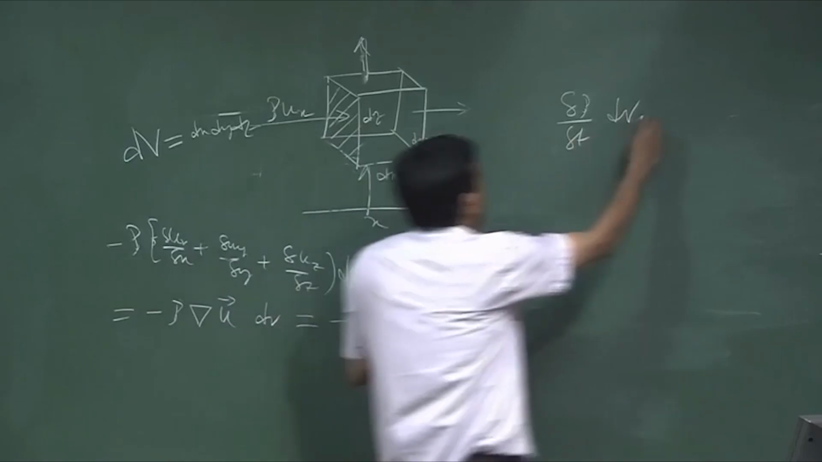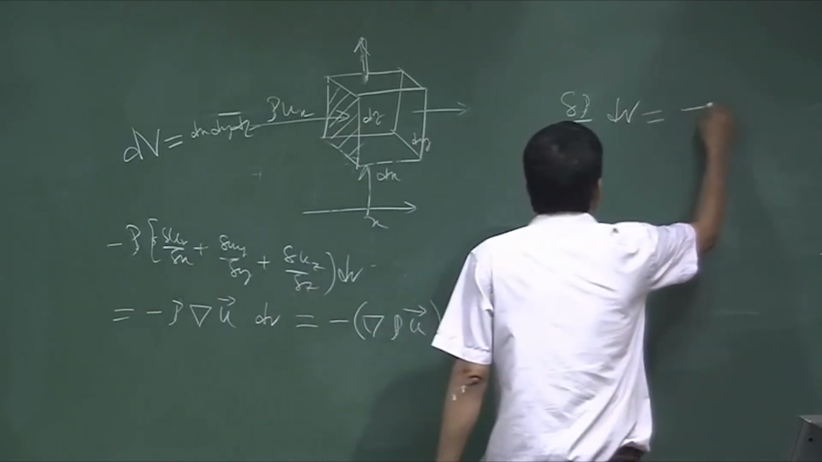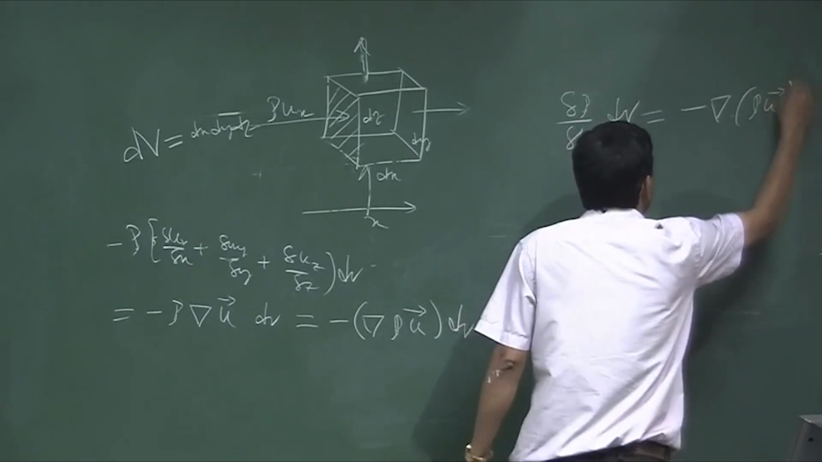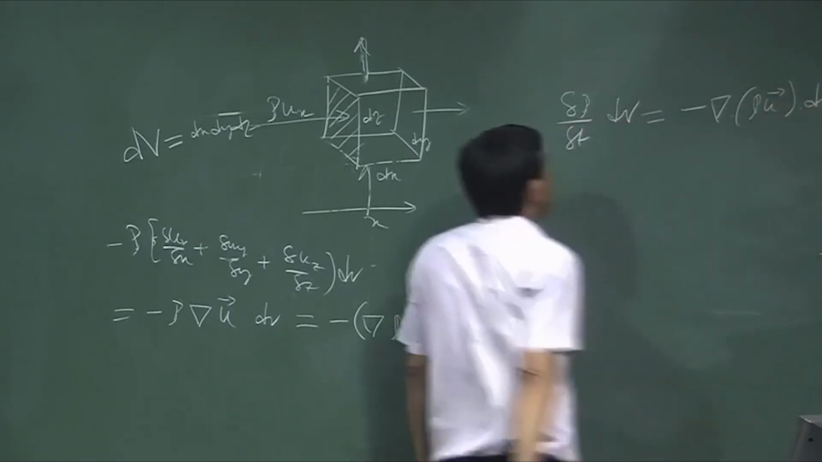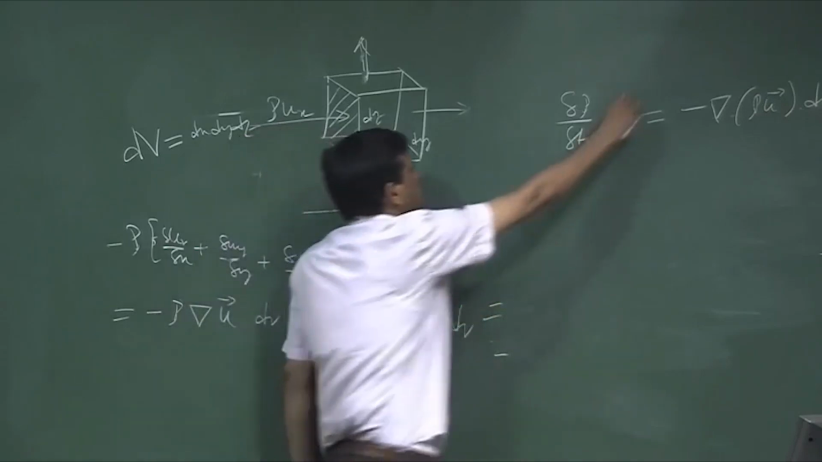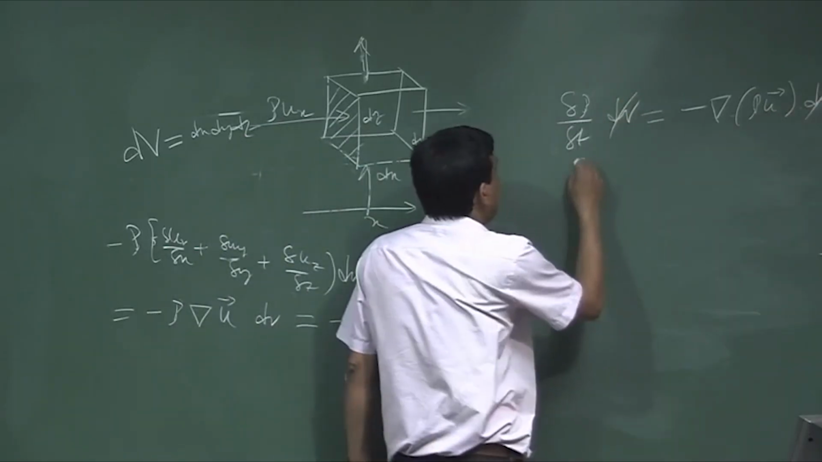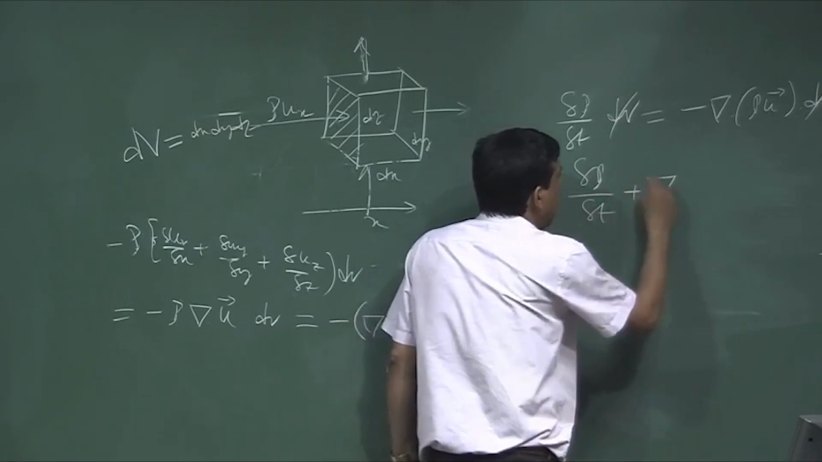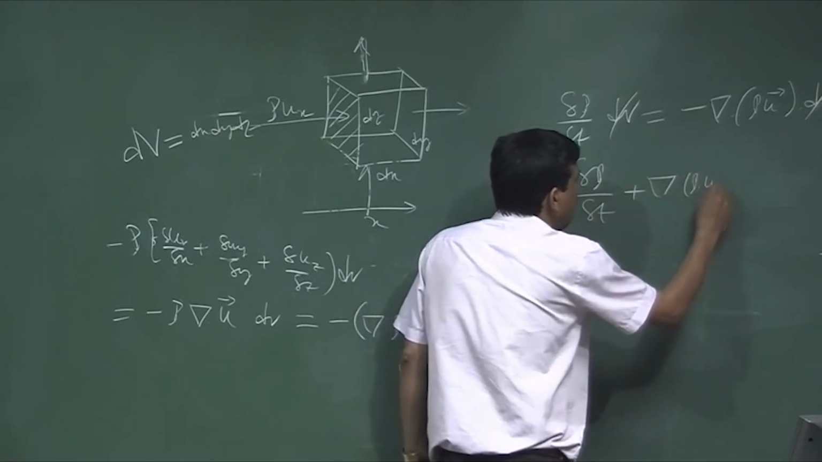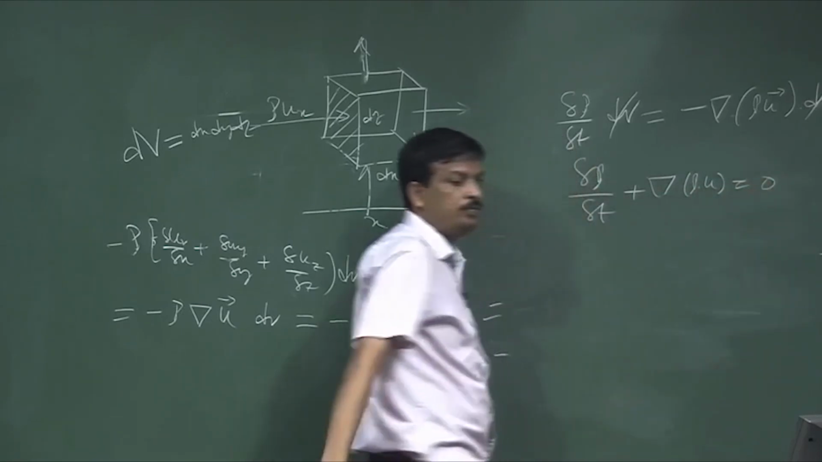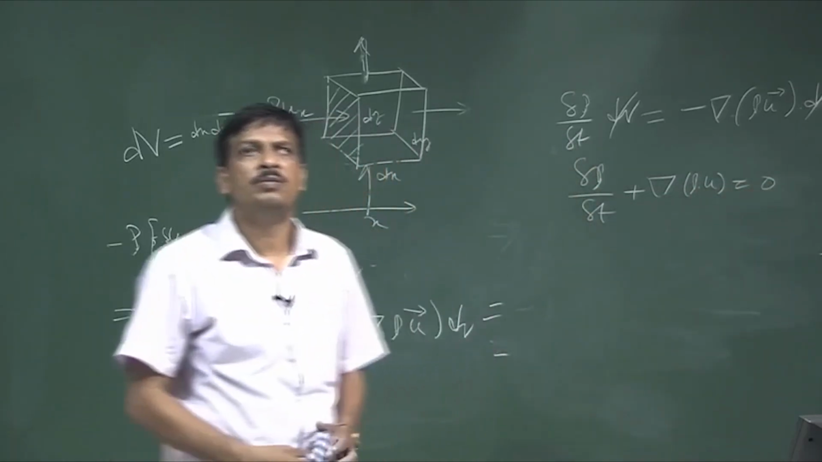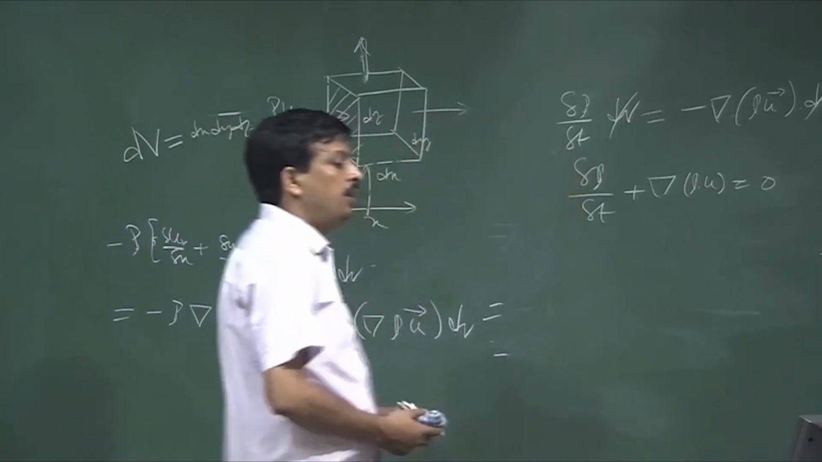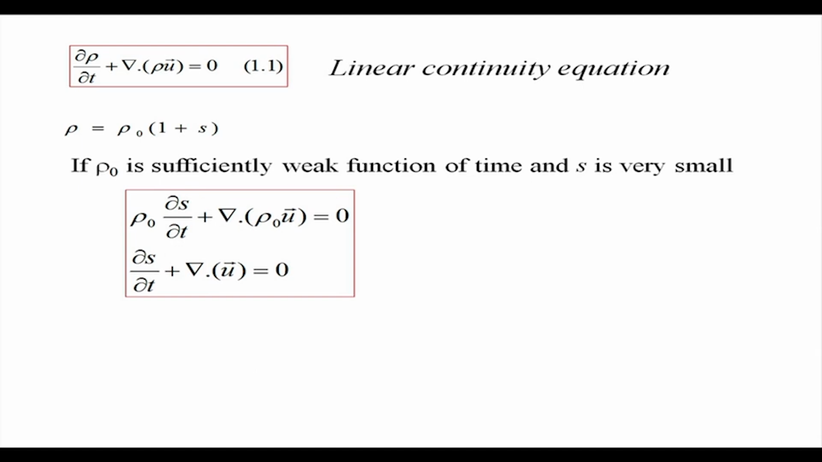So, this is nothing but a equal to minus del of rho u into del v dv. So, dv is cancelled. So, I can write del rho by del t plus divergence of rho u is equal to 0. Okay. In that case, what will happen? So, this is called the linear continuity equation.